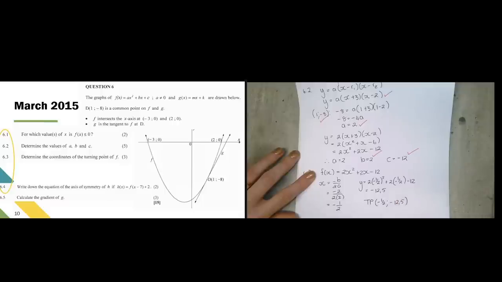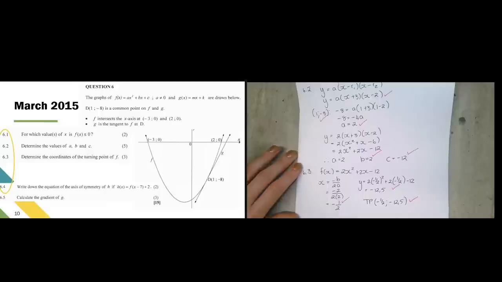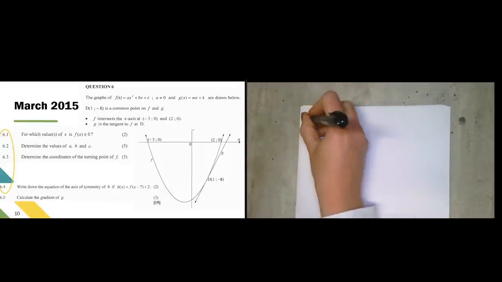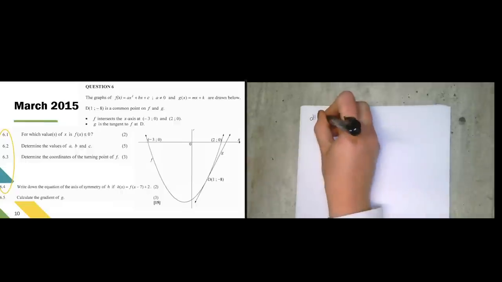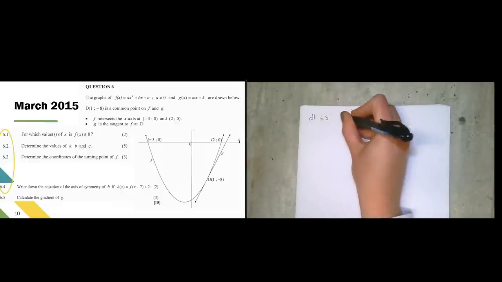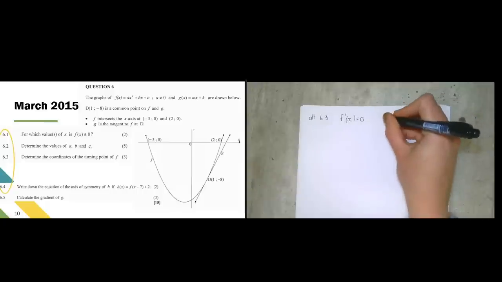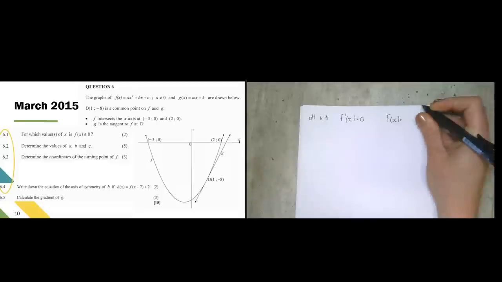How would they have allocated those 3 marks? It's a mark for calculating the x, then a mark for the substitution, and a mark for the final formula. But remember, I said there's more than one way to do this question. We've done calculus. And we know with calculus, to get a turning point, the first derivative is equal to 0. So the alternative method for 6.3 would be to say, I know it's where the first derivative is equal to 0. Let's just write down the equation of f(x) again.